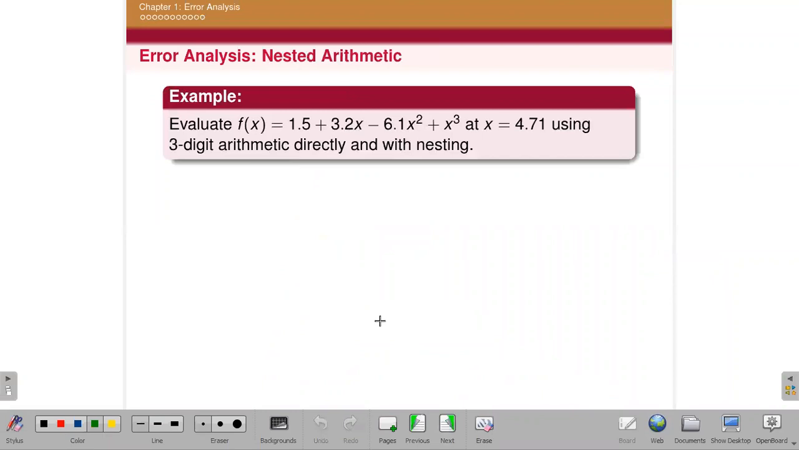Now we will use that technique, that is nested arithmetic, or you can say a nested algorithm. In the nested algorithm, we can compute a polynomial function. By giving one example, I can tell you: evaluate this function at x equal to 4.71 using 3-digit arithmetic directly and with nesting. Actually, first of all, I will tell you what nesting is. Suppose I have a cubic polynomial ax cube plus bx square plus cx plus d.